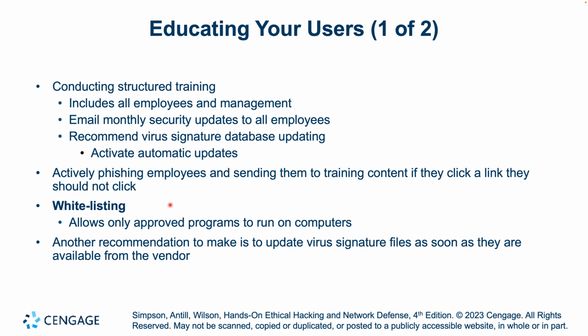Now here we have white listing. Okay, now white listing refers to a method or approach that allows only pre-approved or trusted entities to access or perform certain actions within a system. Look at it as a proactive security measure that focuses on explicitly specifying what is allowed or permitted, rather than trying to block or restrict specific unauthorized entities or actions here.